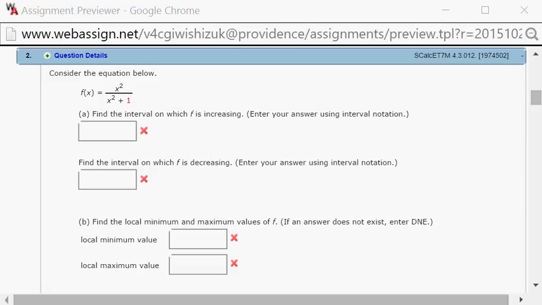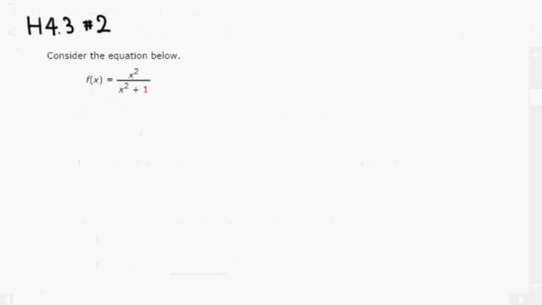Alright, let's look at homework 4.3, problem number 2. Look at this rational function. We want to find the intervals of increase and decrease. So let's do that. We need to look at the derivative.